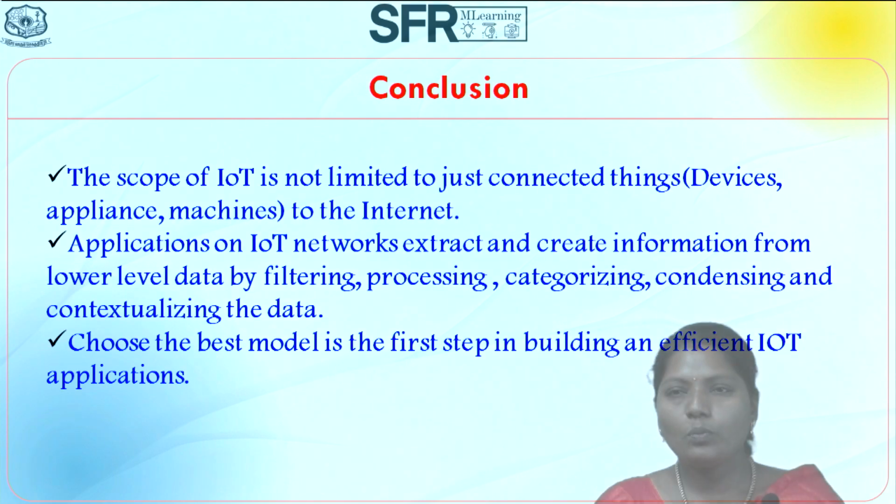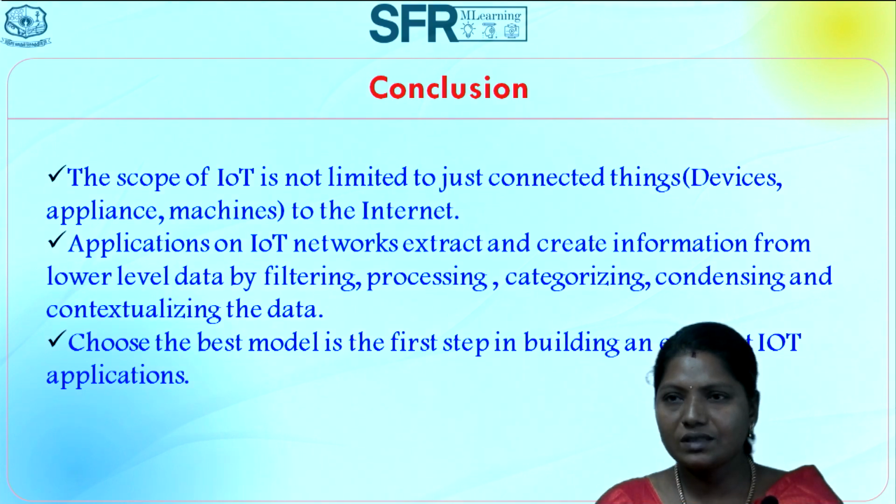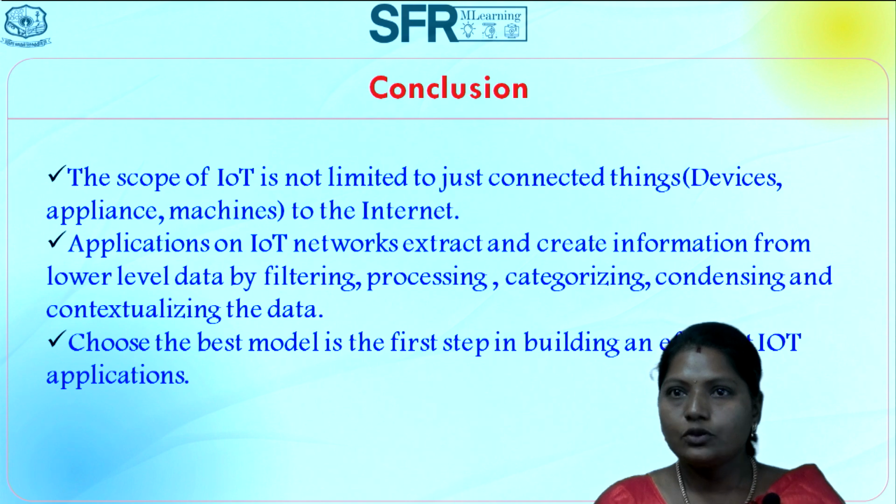Conclusion. The scope of IoT is not limited to just connecting things to the internet. The applications of IoT can extract and create information from the lower-level data by filtering, processing, categorizing, conditioning and contextualizing the data. Choosing the best model is the first step in building efficient IoT applications.